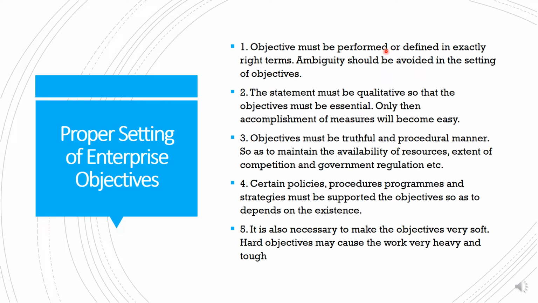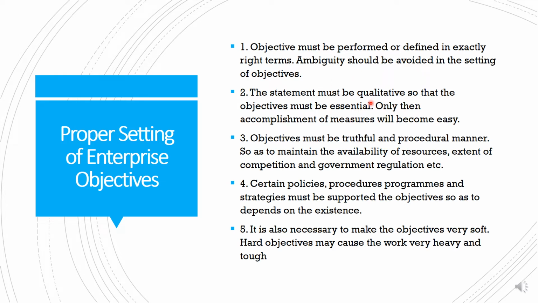For example, let us say the goal was that we'll increase profit in this product by 20%. Now for that, the concrete objective can be that we would be opening 30 new stores, or we would be introducing one new product. So these are the specific objectives. Then next, the statement must be qualitative, so that the objectives are essential. Only then will measuring accomplishment become easy. So having said that it should be quantifiable, it has to be qualitative as well.